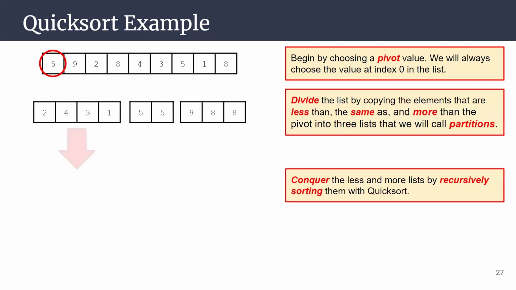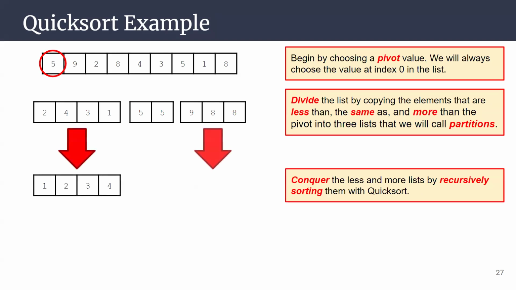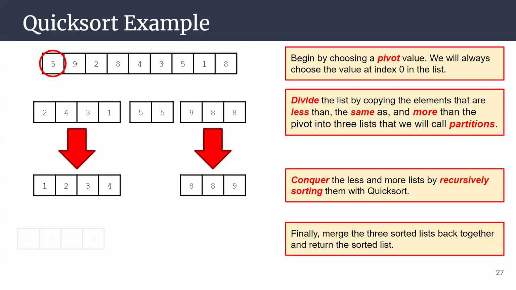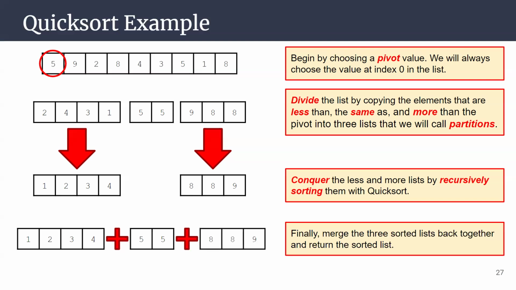So we create three lists. Then we apply our sorting algorithm to each part. Do we need to apply the sorting algorithm to the middle list? No, it's already sorted. So we apply the sorting algorithm to these halves. After that, we get sorted lists, and then we just concatenate all three lists. So this is the idea of quick sort.